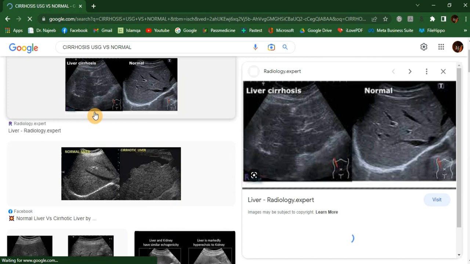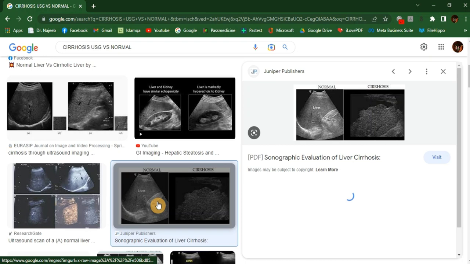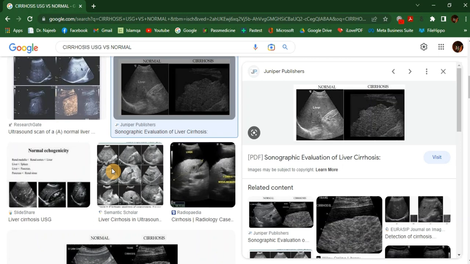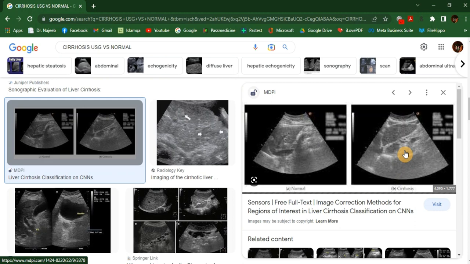So look at the echogenicity here. The echogenicity here is normal, and as well as the portal ductal lobules, all of them are visible. And here the echogenicity has been distorted. You can differentiate between them. Let me show you for this. So also look at here. The echogenicity has been distorted here. And this is the normal one. This is the normal, and this is the cirrhotic liver. There is destruction in the echogenicity.